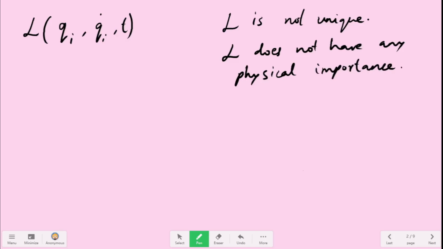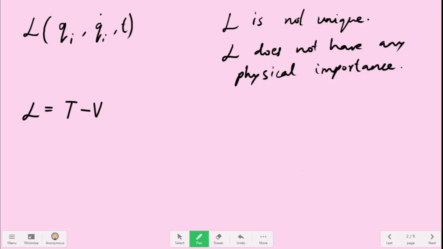In most cases, we can write Lagrangian is equal to kinetic energy T minus potential energy V. But this is not the case always. Now I will discuss one example where Lagrangian is equal to kinetic energy minus potential energy, and one more example where Lagrangian is not equal to kinetic energy minus potential energy.